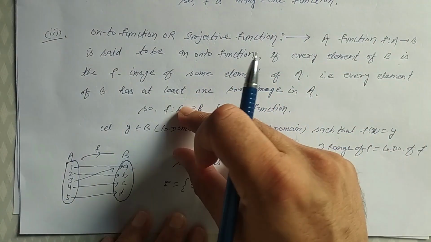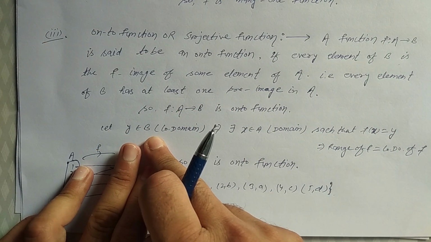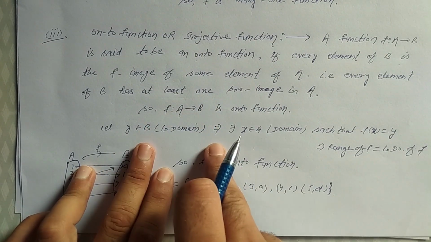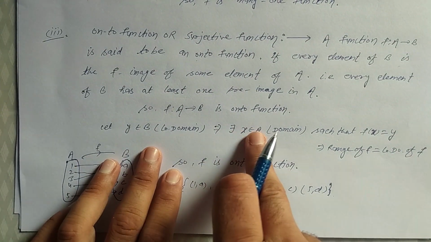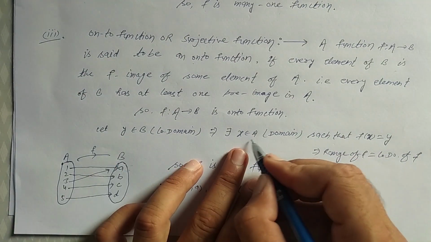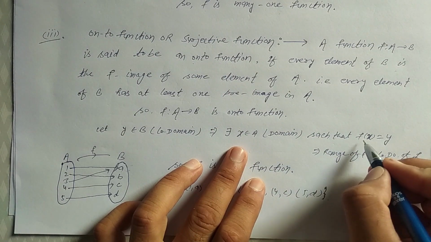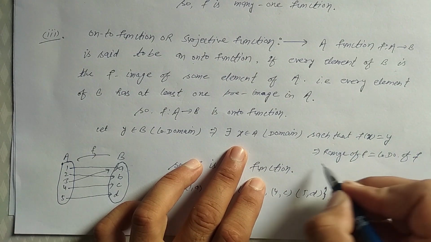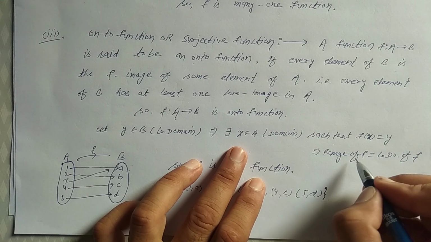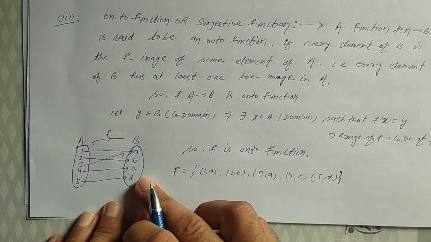Theoretical, mathematical definition: let y belong to B. In an onto function we consider one element from codomain B. There exists x belonging to the domain A such that the function f operates on x, f(x) is equal to y. It means the range of f is equal to the codomain of f. So f is an onto function by arrow diagram.